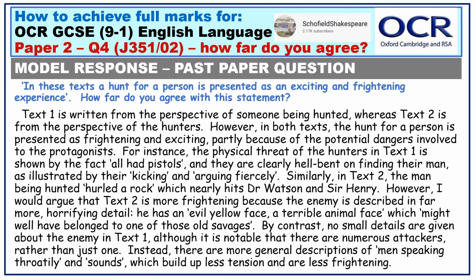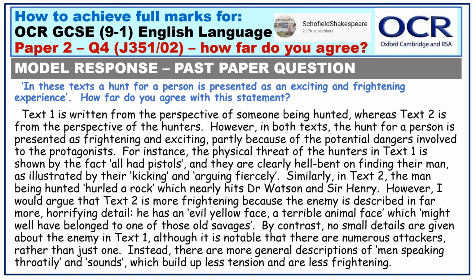Text 1 is written from the perspective of someone being hunted, whereas text 2 is from the perspective of the hunters. However, in both texts, the hunt for a person is presented as frightening and exciting, partly because of the potential dangers involved to the protagonists. For instance, the physical threat of the hunters in text 1 is shown by the fact all had pistols, and they are clearly hell-bent on finding their man, as illustrated by their kicking and arguing fiercely.